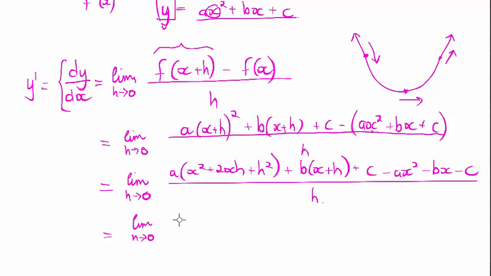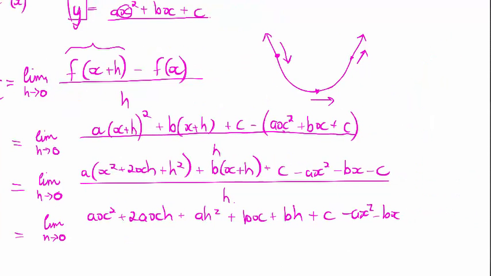Okay, now I multiply in my a. So I get ax squared plus 2axh plus ah squared plus bx plus bh plus c minus ax squared minus bx minus c.